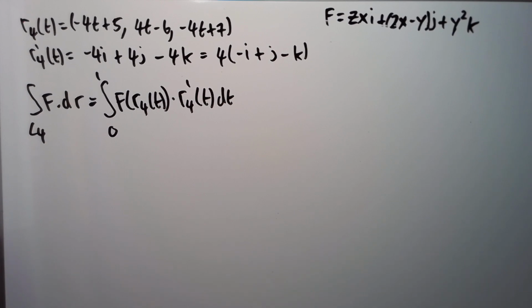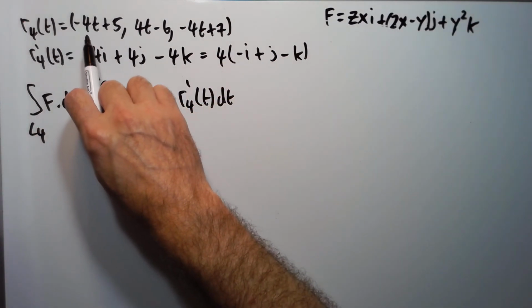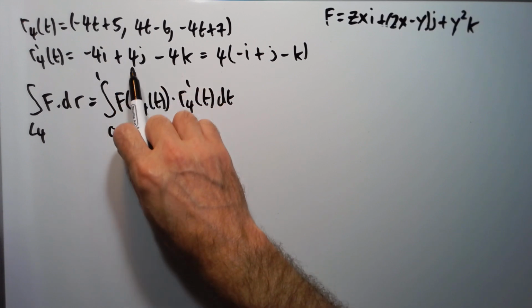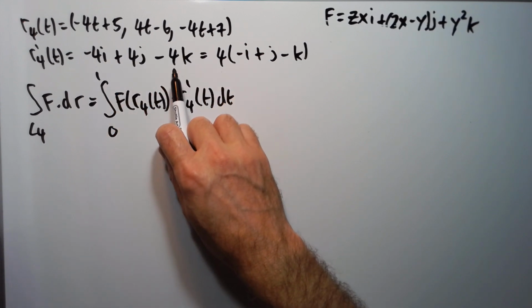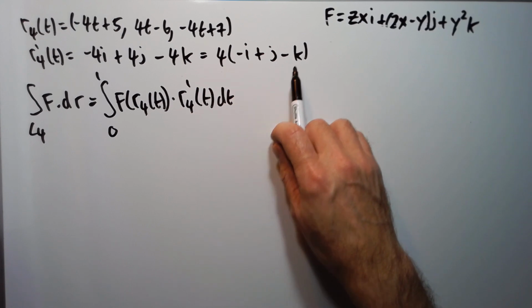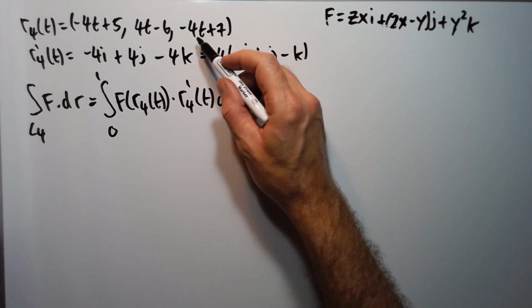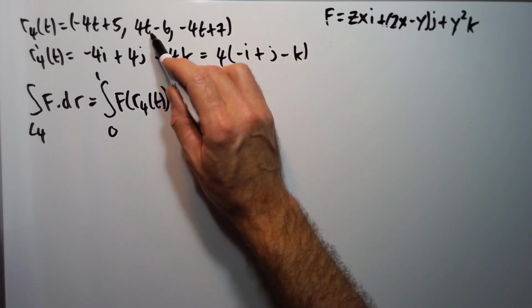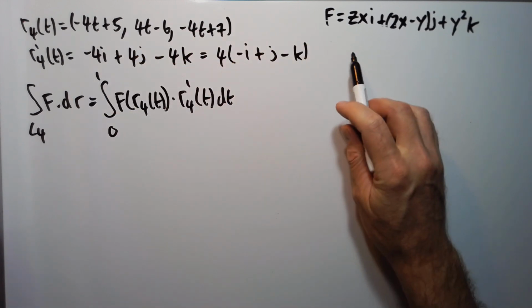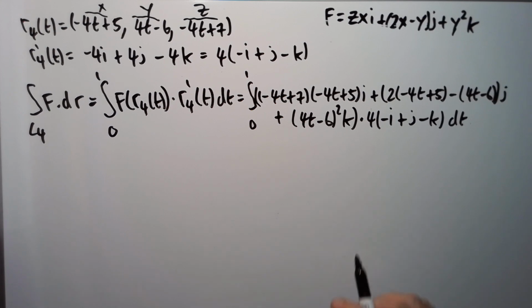So lastly, our R4 or C4, sorry. So my R4 is this guy up here. I did my R4 prime already, so the derivative of this guy would be negative 4i, this one would be 4j, this one would be negative 4k. Pull the 4 out, it'd be negative i plus j minus k. So now my z is negative 4t plus 7. This is my z now here, and this is my y and my x. So let's plug into this now. So plugging in, I get this.